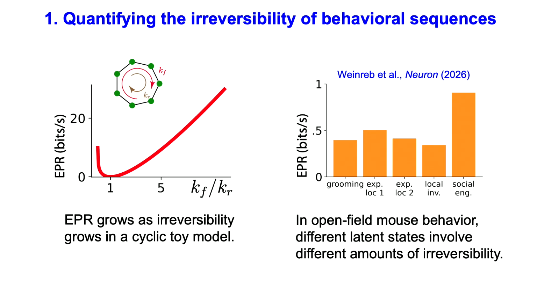For example, across different behavioral states, you can find things like when a mouse is being more social, its behavior is a bit more sequence-like, or irreversible, or directed, than if it's randomly exploring. So I think that's kind of interesting.